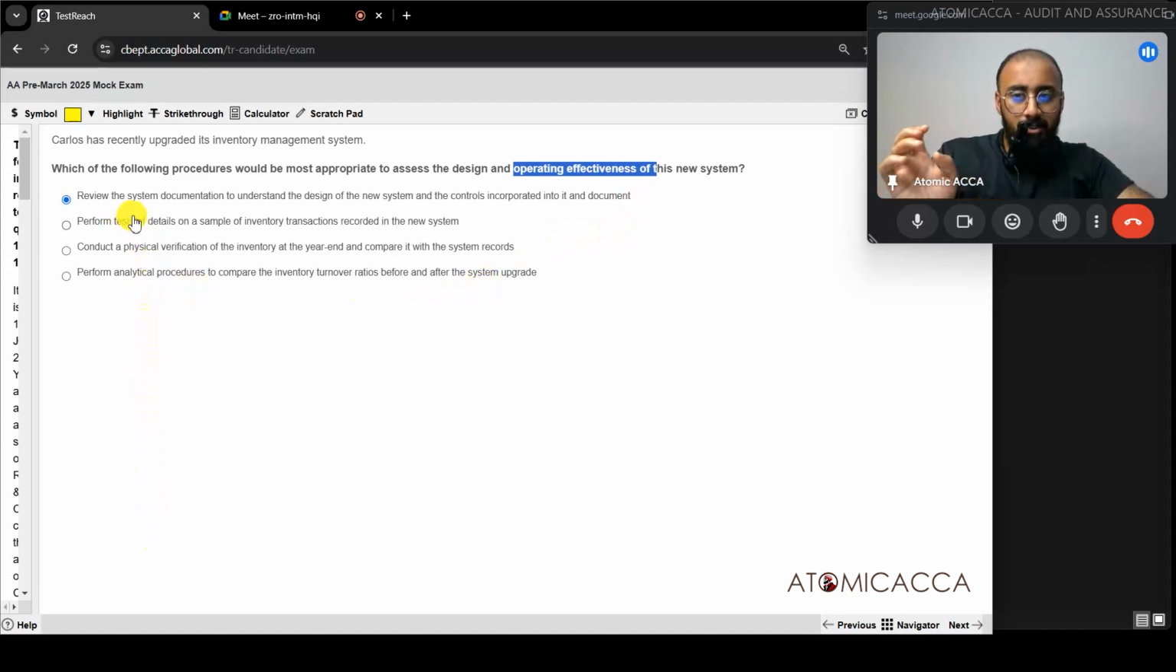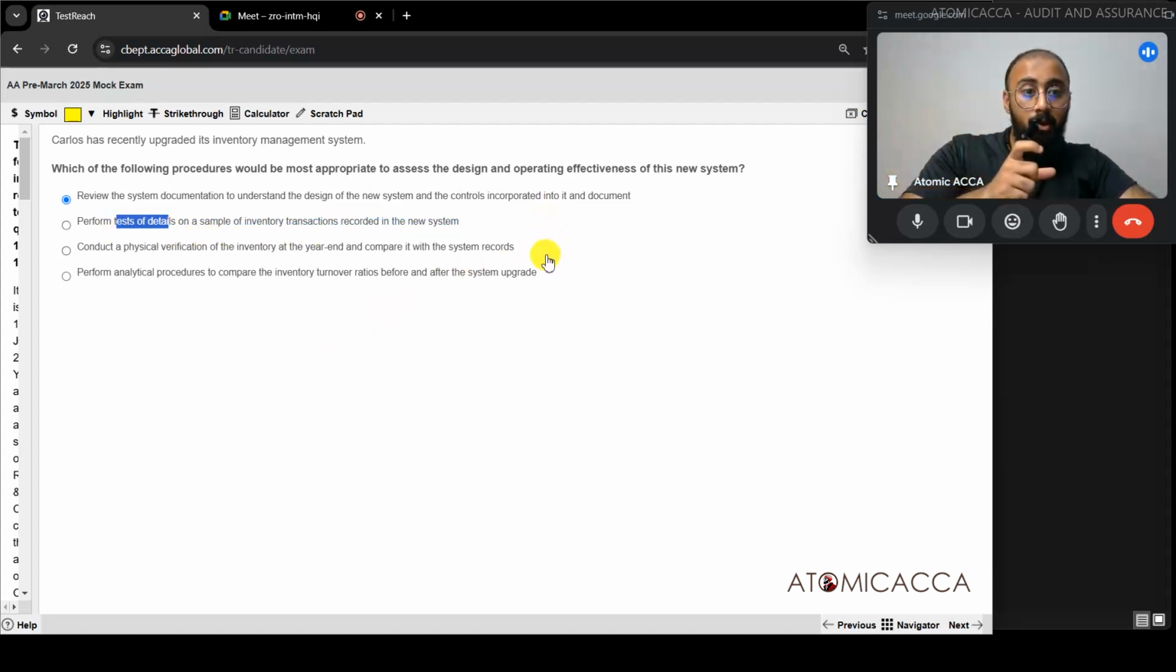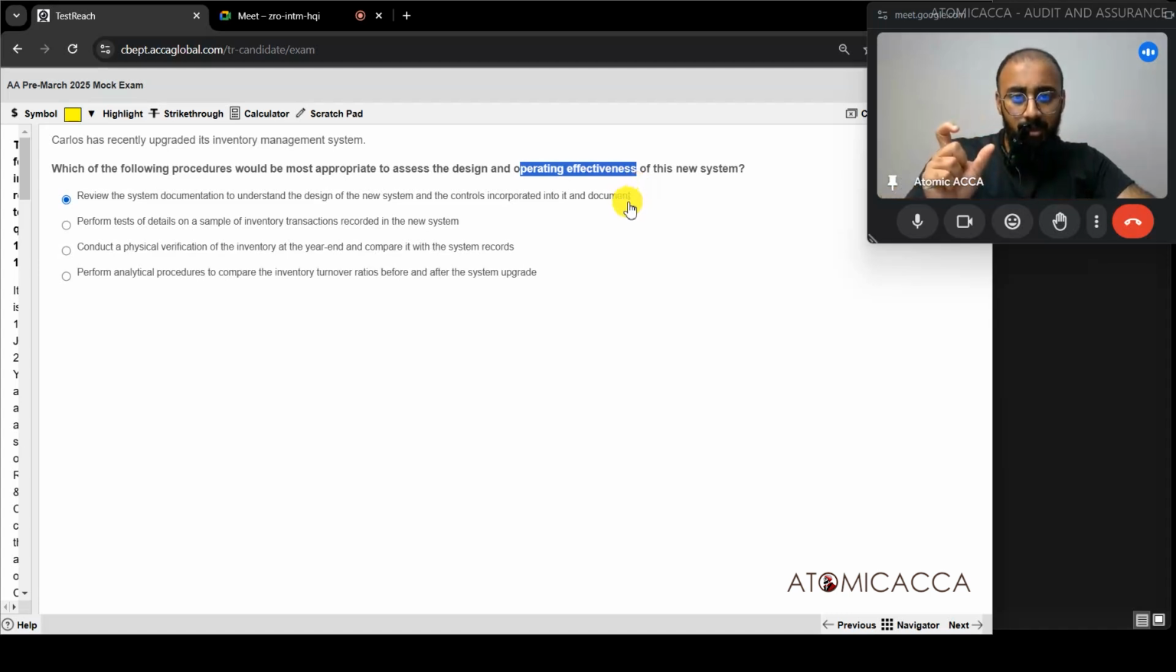Perform test of details on a sample of inventory transactions recorded in the new system. So if I look at a sample of inventory transactions and do a test of details, this will give me whether the figures are coming out correct or not. That means operating effectiveness to some extent I can figure out, but I can't get any idea about the overall design of the inventory management system. So option B will not work out.